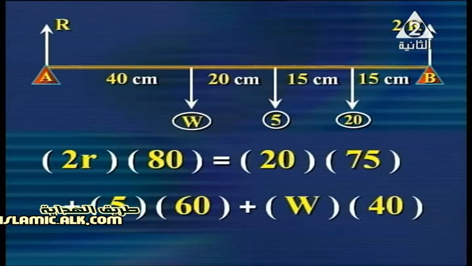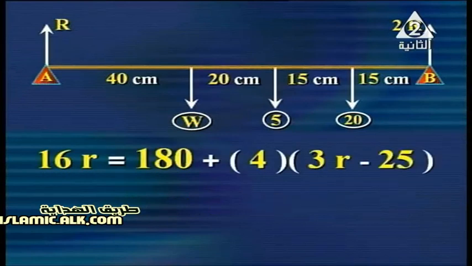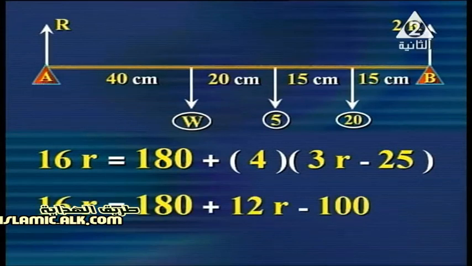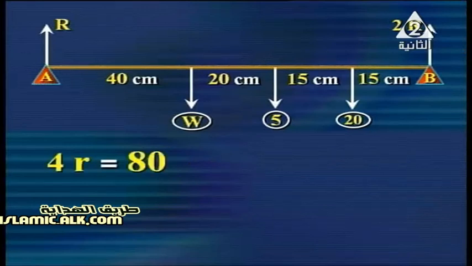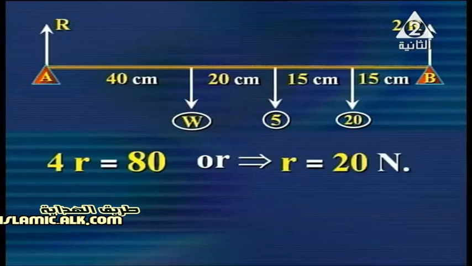Moment about A equals 0. 2R times 80, where 80 is the distance between A and B, equals 20 times 75 plus 5 times 60 plus W times 40. Simplifying by dividing by 20, the equation becomes 16R equals 180 plus 4 times (3R minus 25). We form the equation 16R minus 12R equals 80, so 4R equals 80, or R equals 20 Newton.